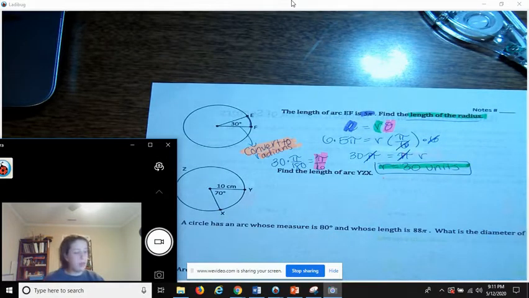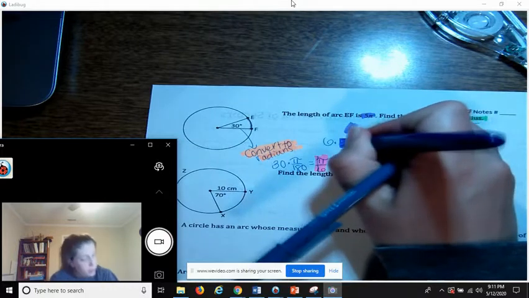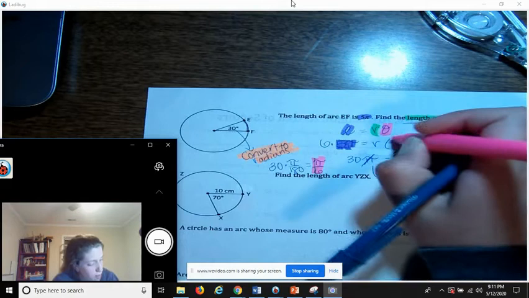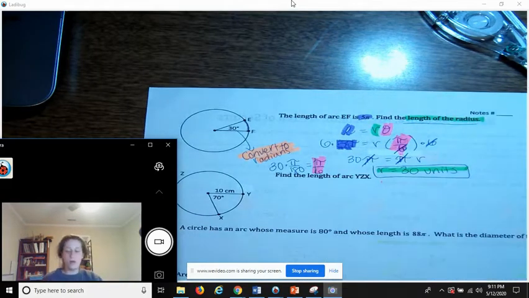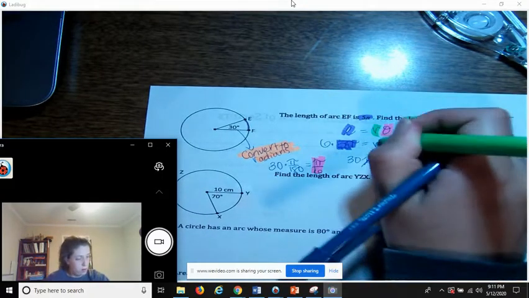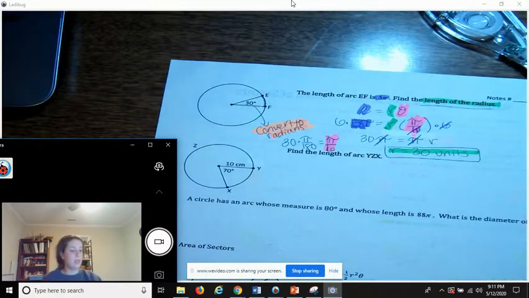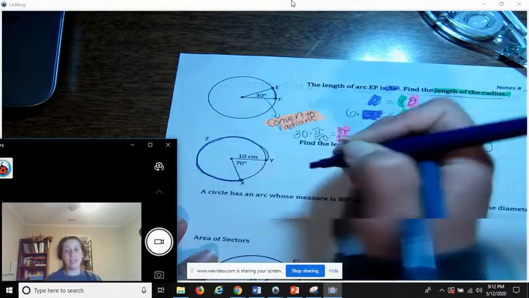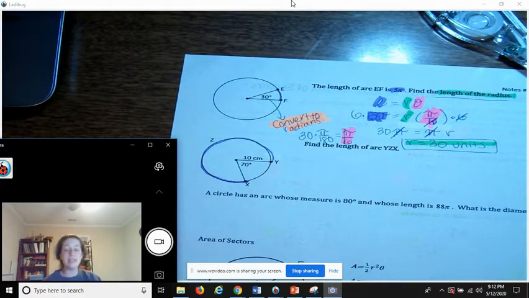Okay, and let me go ahead and fill in my arc length was this purple. And my theta was this guy right here. All right. This time it asks us to find the length of arc YZX. So this is important that we note YZX goes all the way around here. It's not the little guy, it's the big guy.